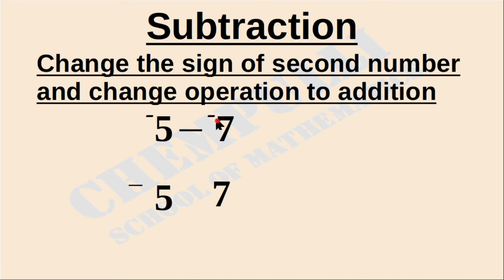Okay, now we change the sign of the second number. What is the sign of the second number here? Negative. We change it to positive. Positive means this is positive 7, because only 7 means positive 7. That is, we change the sign to positive.